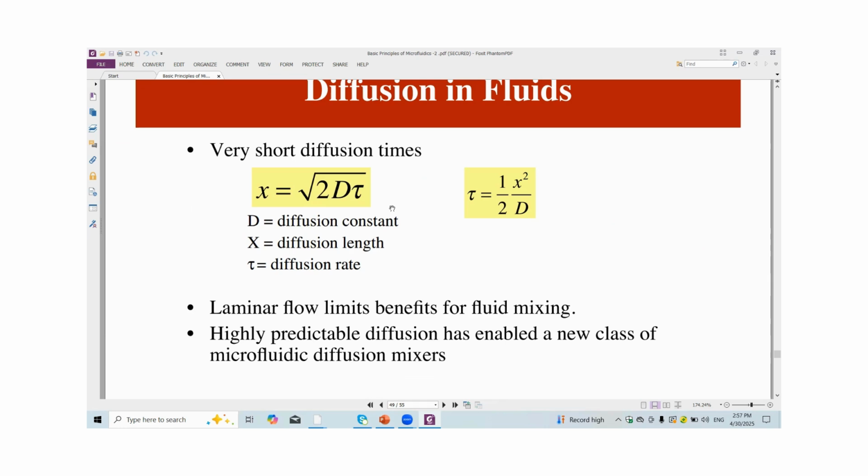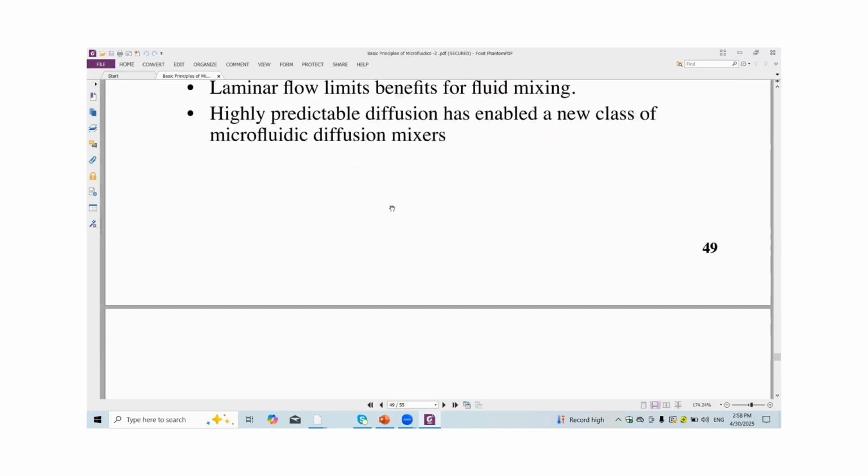So laminar flow limits benefits for fluid mixing. Highly predictable diffusion has enabled a new class of microfluidic mixers. So definitely, with straight channels, there will be only diffusion. There is one law, Fick's law. Fick's law of diffusion deals with such kinds of problems.